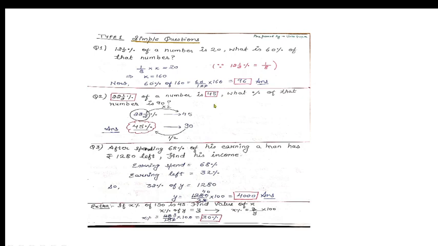22.5% of a number is 45. What percent of that number is 90? Here we haven't seen this value in the chart. Let's see how we can solve it. We can see the relation here that 22 1 by 2 is half of 45, which means 45 is double of 22 1 by 2.